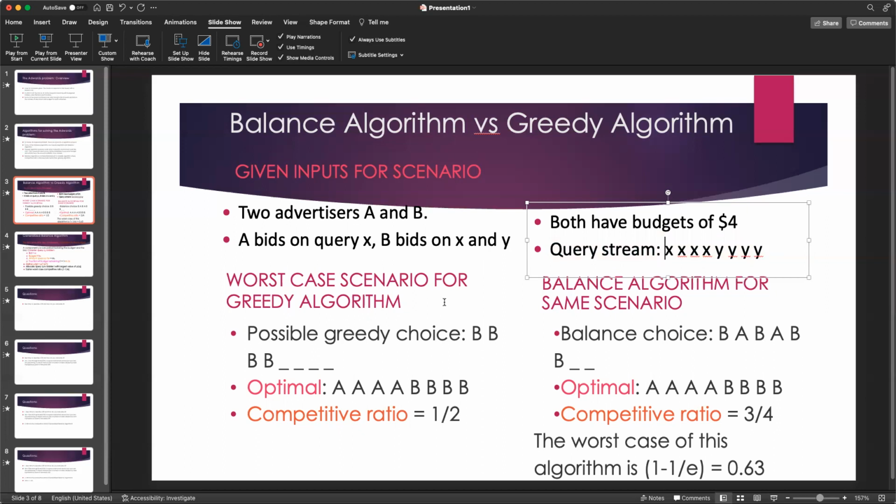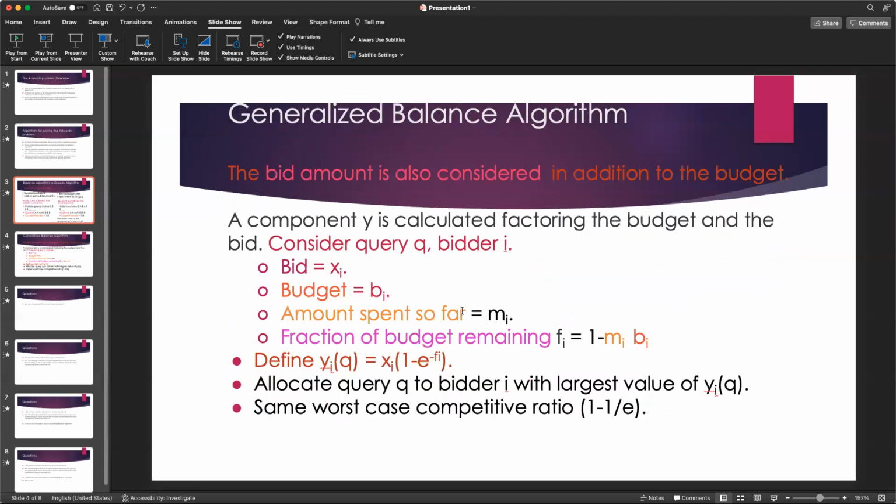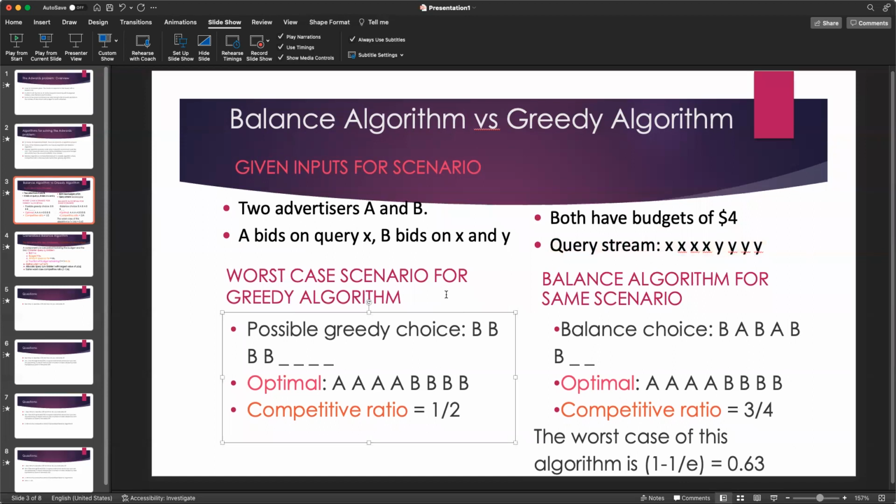The worst case for the greedy algorithm: the possible greedy choice will be B, B, B, B, because B is bidding on both X and Y, and since both X and Y are present, it is good for B. But the optimal will be A and B, because it is equal probability for both A and B. So the competitive ratio will be 1/2 in this case, because A has repeated 4 times and B also has repeated 4 times.